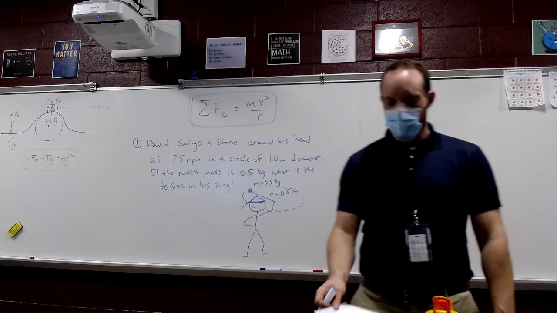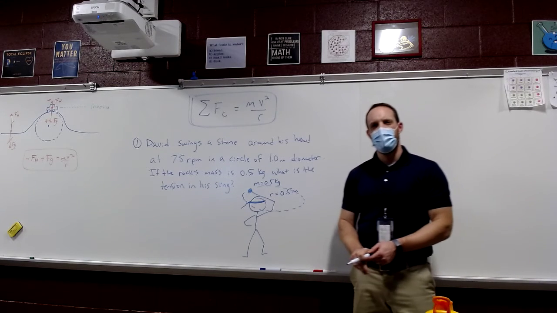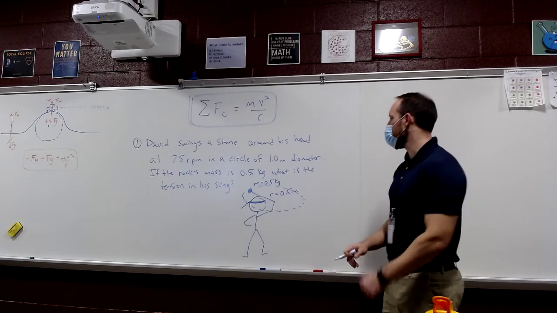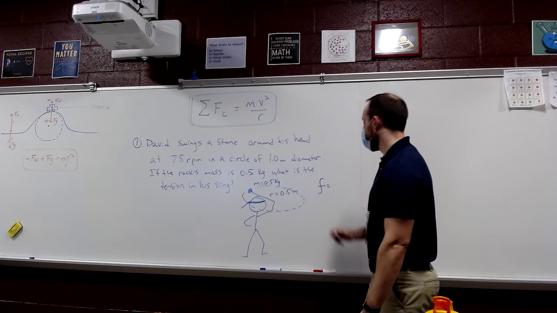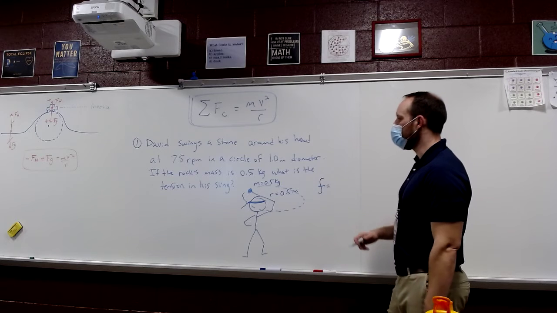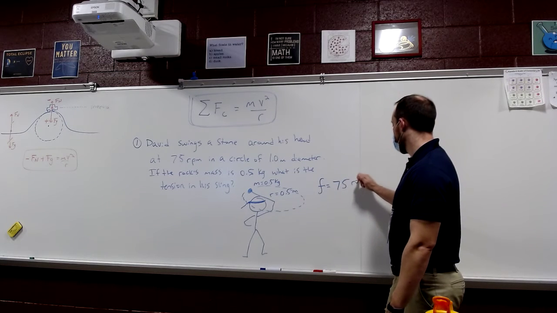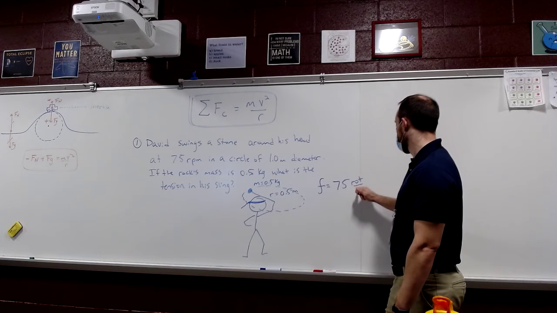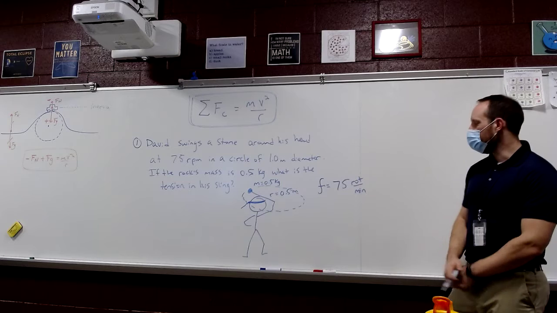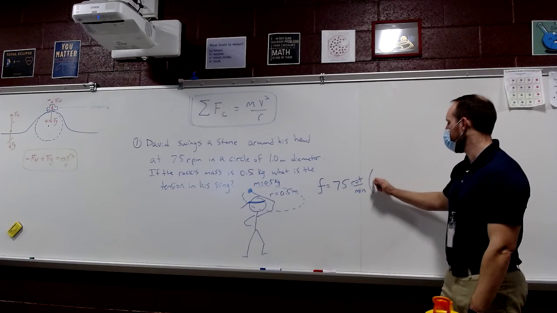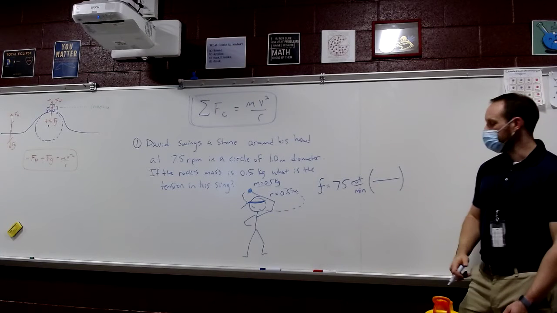So what is 75 RPMs? What does RPM stand for? Does anybody know? Rotations per minute. Yeah, rotations or revolutions per minute. So RPMs is actually another way of measuring frequency, the number of times you go around per unit of time. So if I have 75 rotations per minute, I have to do a little unit conversion here to get into my base units, because frequency should be measured in rotations per second.